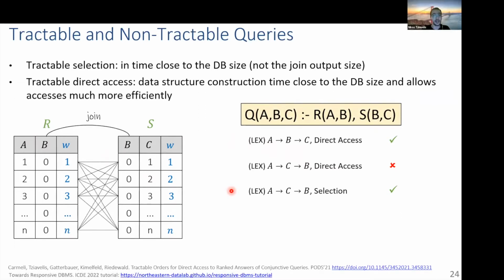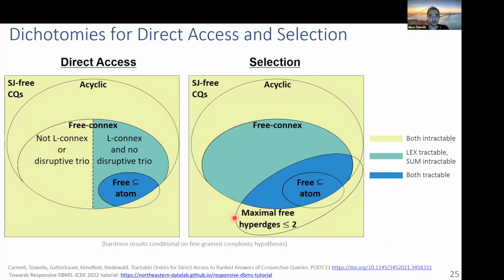So basically, one access only, let's say the median. And now if we switch the ranking function and we look at the sum of weights, direct access is not possible for this binary join, while selection is tractable. And we have explored in detail exactly which queries are tractable and which aren't, and we have come up with very precise dichotomies.